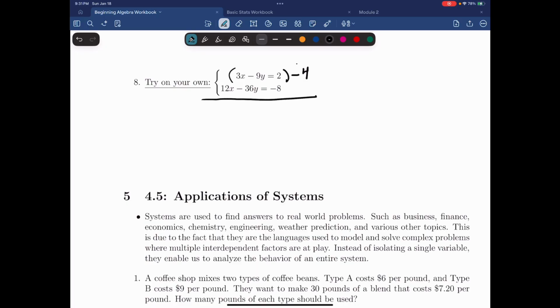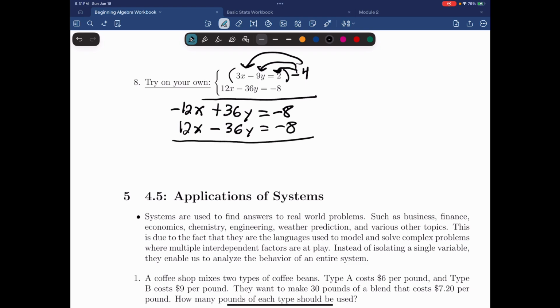So now I'm going to distribute this negative 4 to all these terms. So we're going to get negative 4 times 3, which is negative 12x. And then negative 9y times negative 4 is positive 36y. And we're going to set that equal to negative 4 times 2, which is negative 8. And then we're just going to bring down the second equation here. So we're going to have 12x minus 36y equals negative 8.